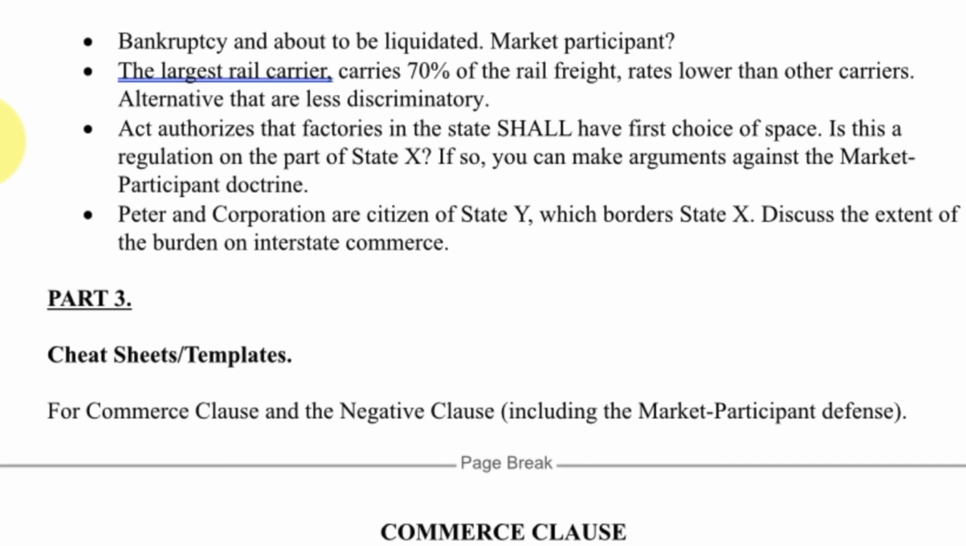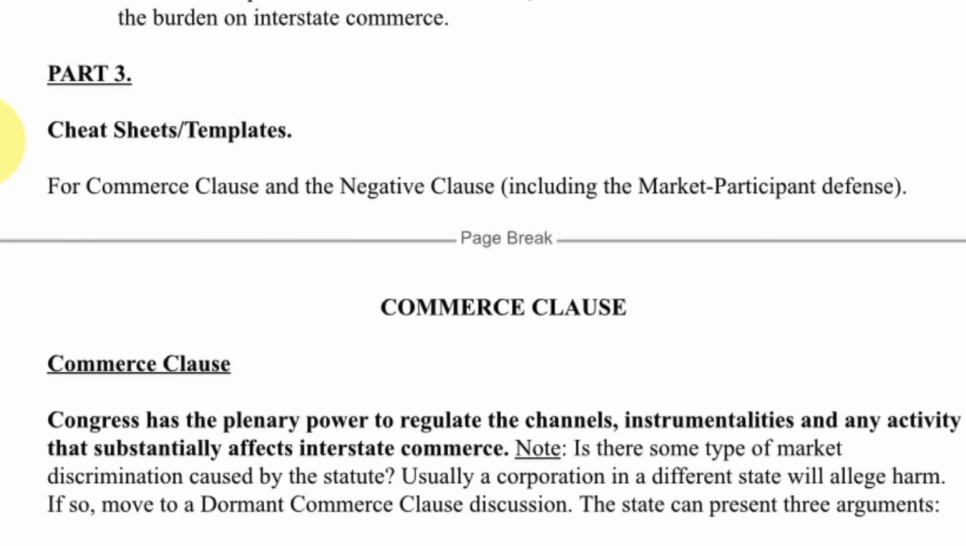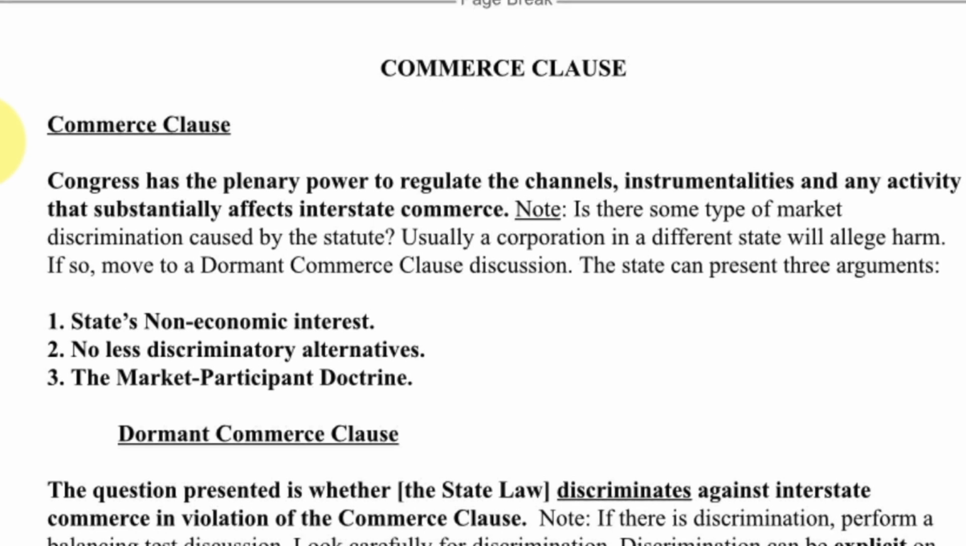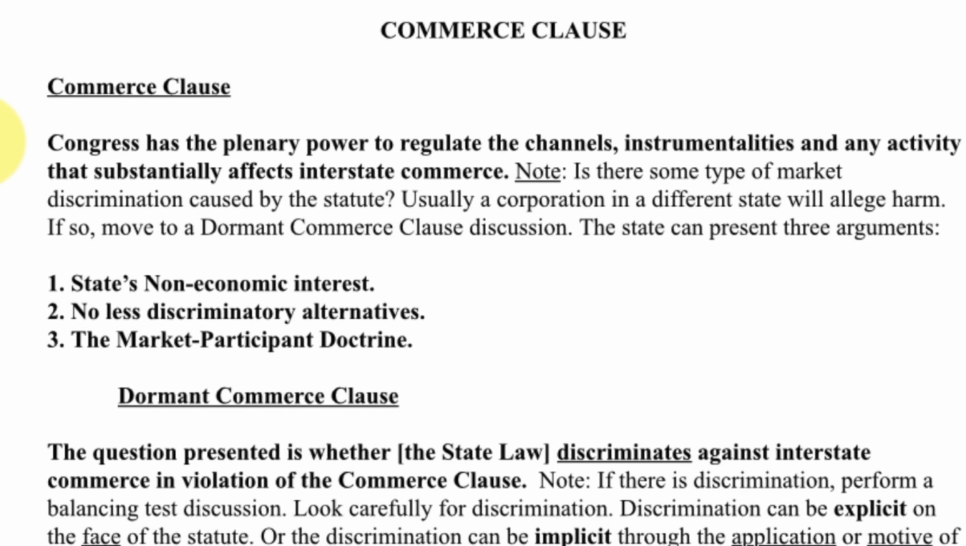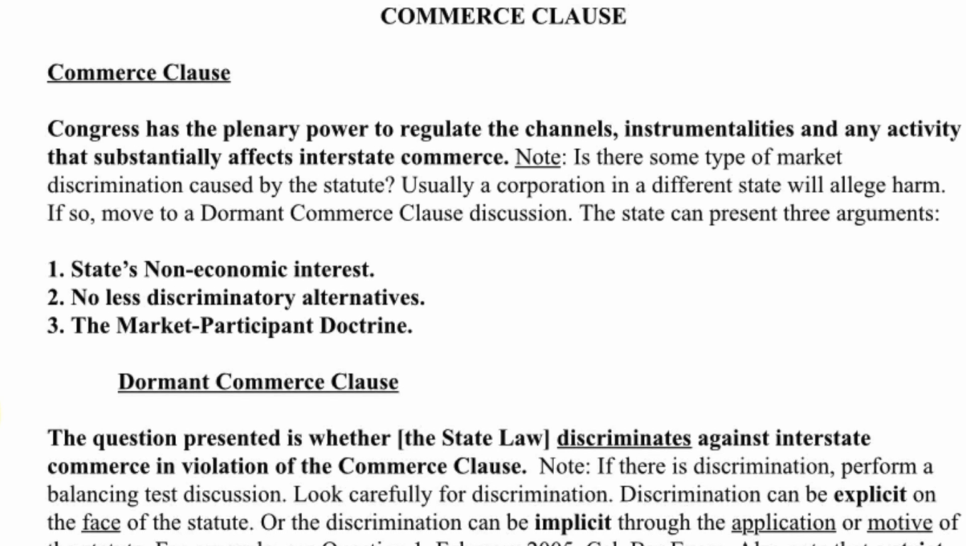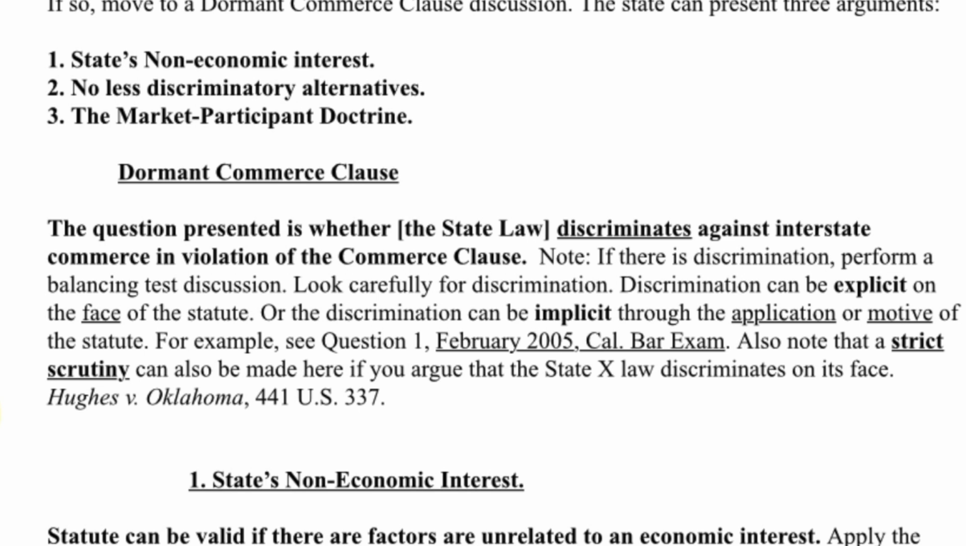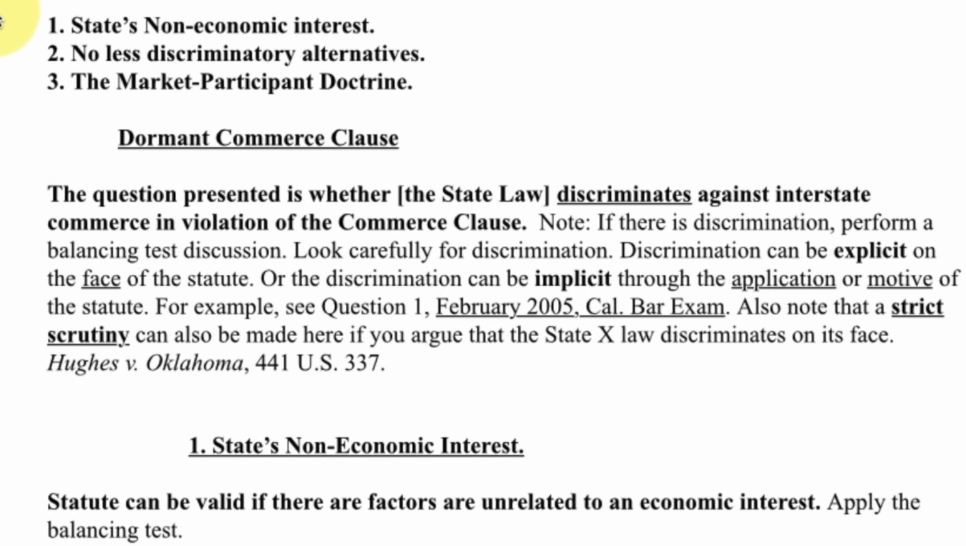And Peter and the corporation are citizens of state Y, which borders state X. So you have to discuss the extent of the burden on interstate commerce. So let's go to those cheat sheets and look at the Commerce Clause. Of course, we want to focus on the Dormant Commerce Clause, and there the elements seem to be kind of loosey-goosey. So I'm going to give you just 3 arguments that he can make, or that he should have made.